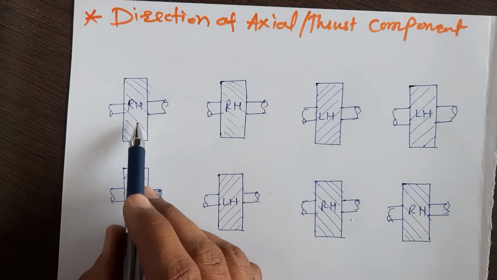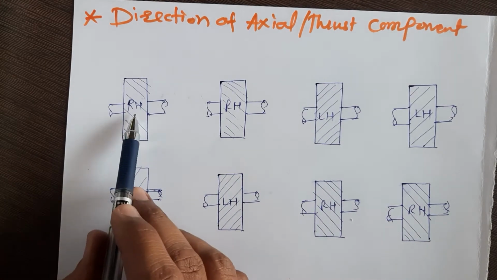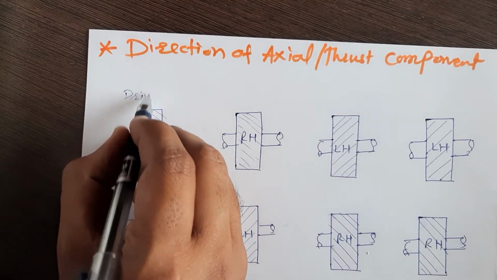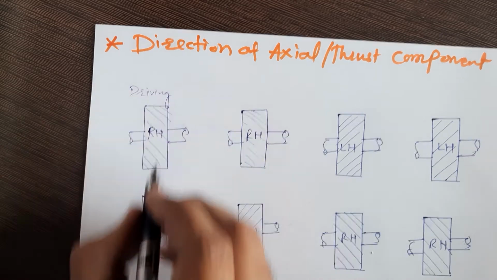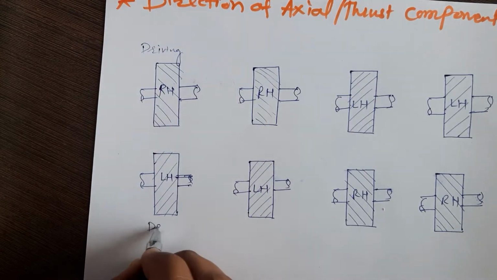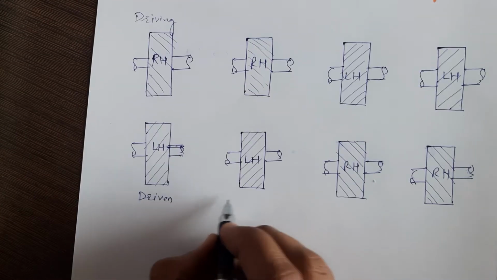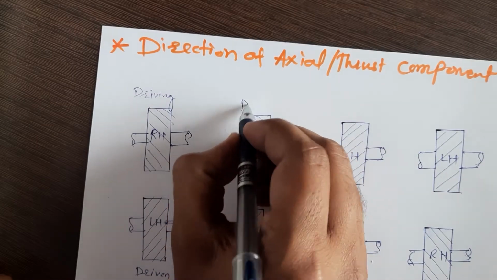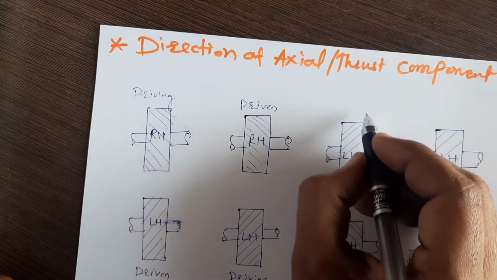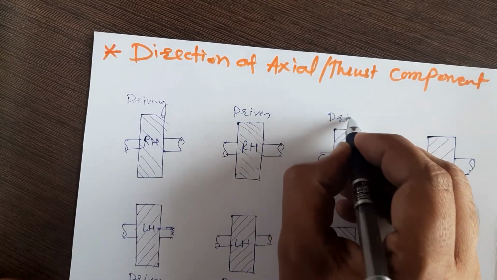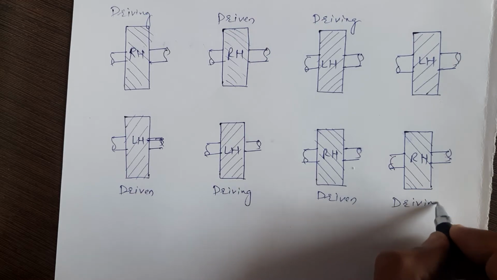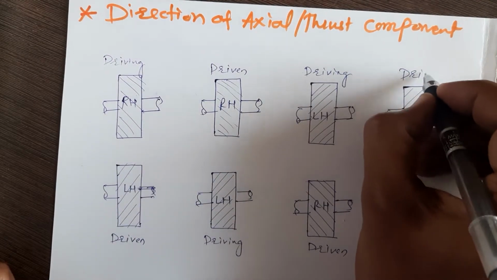Okay, so here the first pair is having a right hand driving gear. Now let us call this as driving, and this as driven. Now this as driving, and this gear as driven gear. Now this is driving, this one is driven, this one is driving, this one is driven.